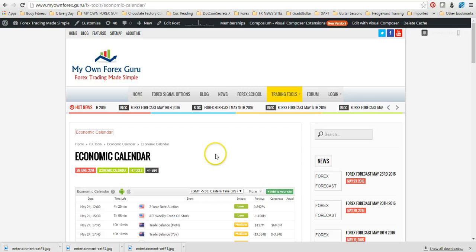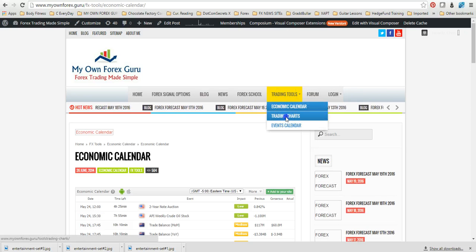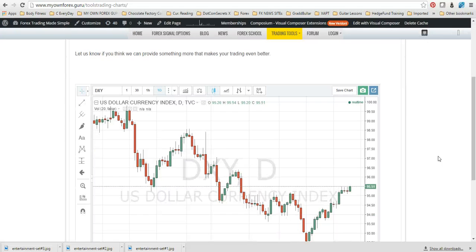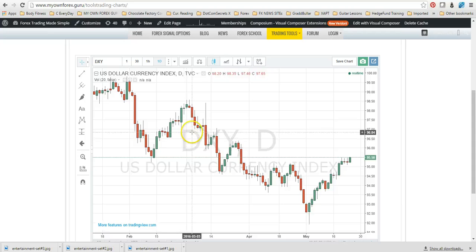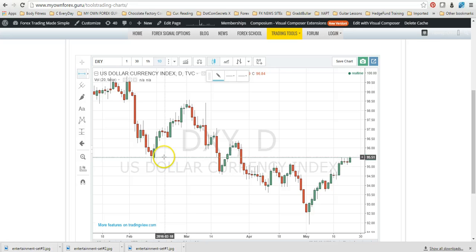We'll jump over and take a look at the US dollar index, and you can now do that from my own Forex.guru as well. Trading tools, trading chart. We have set it to default to the dollar index when you go to this link. We wait for the chart to load up, and what we see here is the dollar index, and we're taking a look at what will potentially happen. We're going to draw a couple of lines to indicate what's going on right now. It's sitting against a previous order block, also considered a resistance, and a fairly good one.